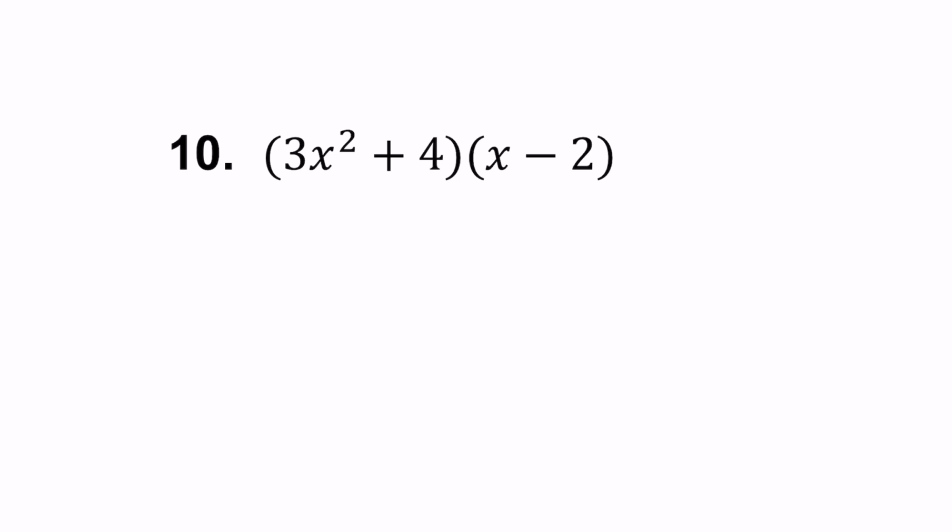On number 10, we have 3x squared as our first term. We're going to still FOIL. We multiply our first two terms together. We multiply the numbers. 3 times 1 is 3. And then we're going to add the exponent. If there's not an exponent, it's a 1. So we're going to have 3x, 2 plus 1 is a 3.